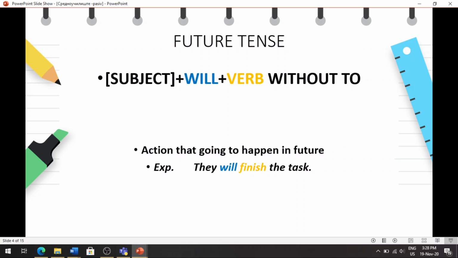Now let's see how and when we use future simple tense. Future simple tense is used for activities that are going to happen in the future. It is formed with will plus the verb without to. For example, they will finish the task.